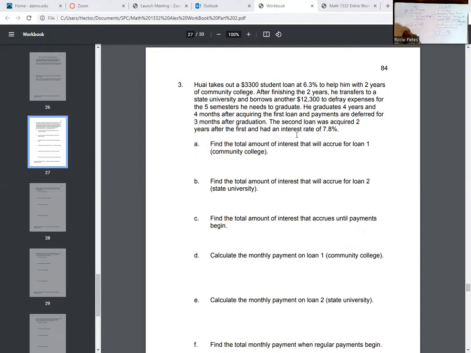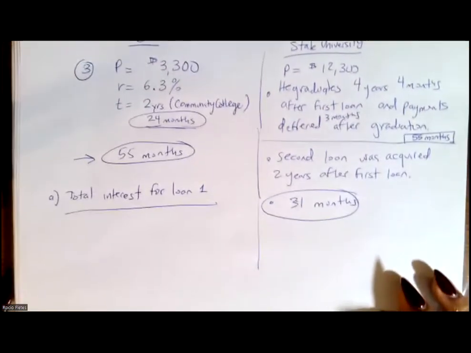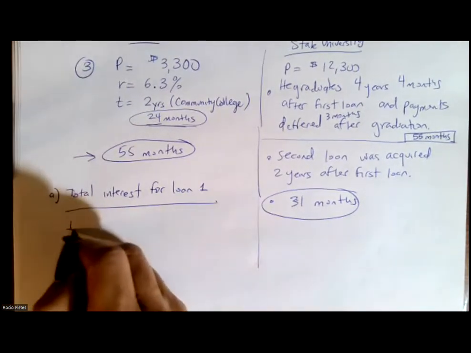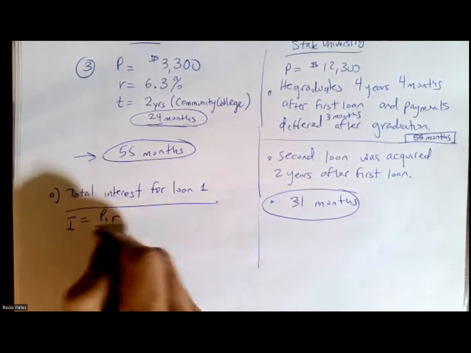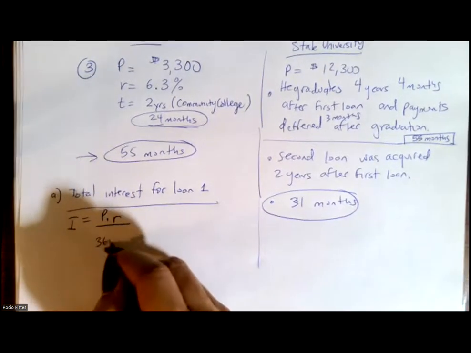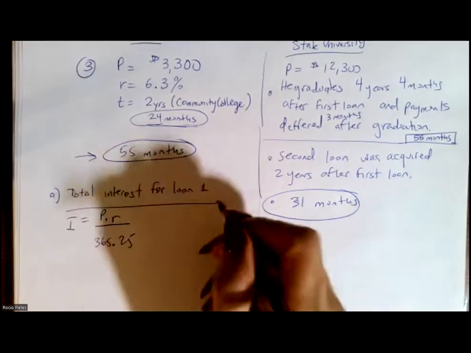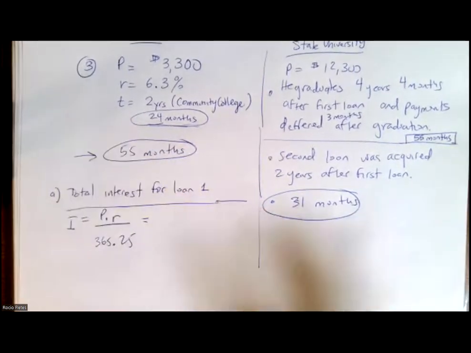Okay, so let me write it down. Total interest that will accrue for loan 1. I'm going to stop sharing here so you can see what I'm writing. Remember that you have two formulas here. I equals P times R divided by 365.25, to get the daily interest. And so we have to get the daily interest first, and then the monthly interest, and then the total interest.